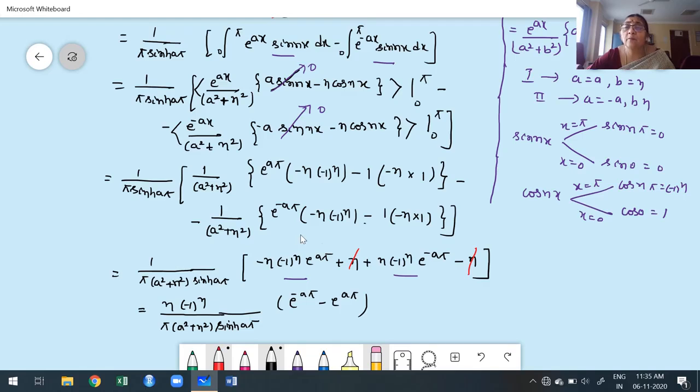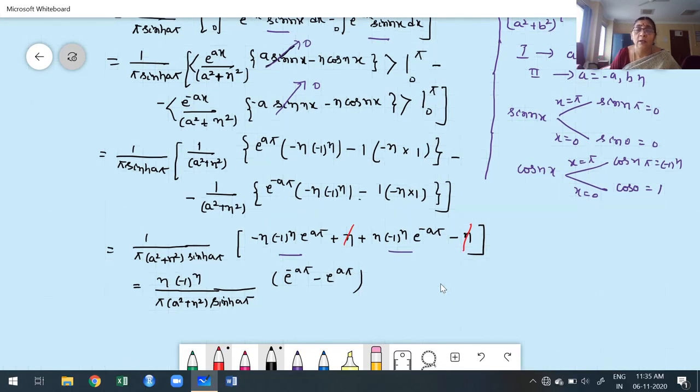In the next step, just now we know what sine hyperbolic x is. Just now I explained, just a few minutes before. Sine hyperbolic x is nothing but e power of x minus e power of minus x divided by 2. That implies e power of x minus e power of minus x is 2 sine hyperbolic x.